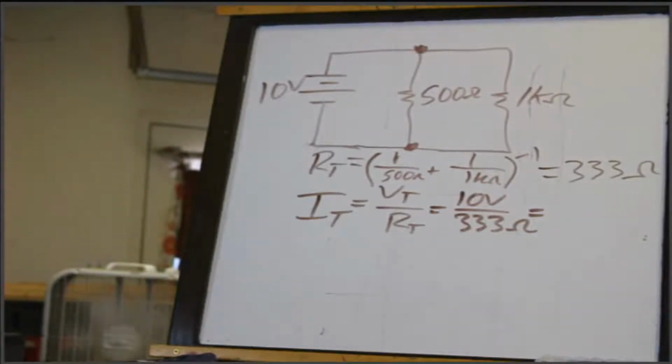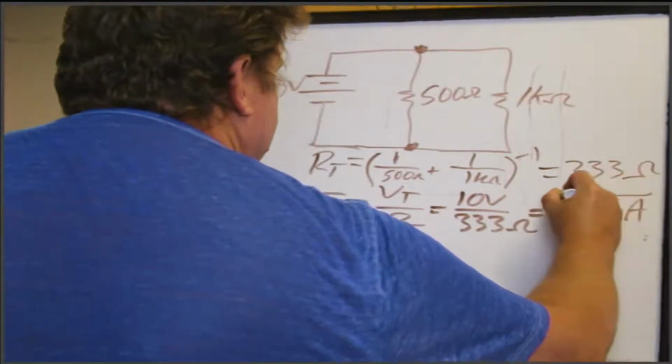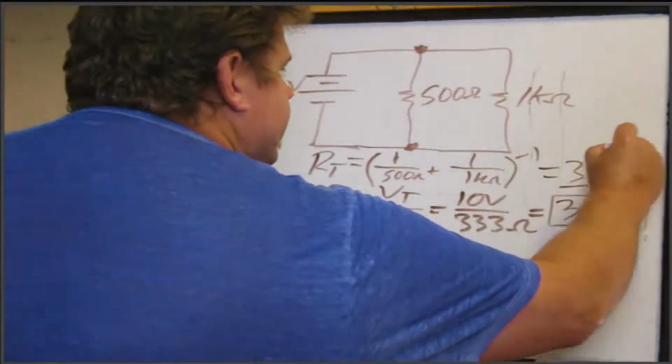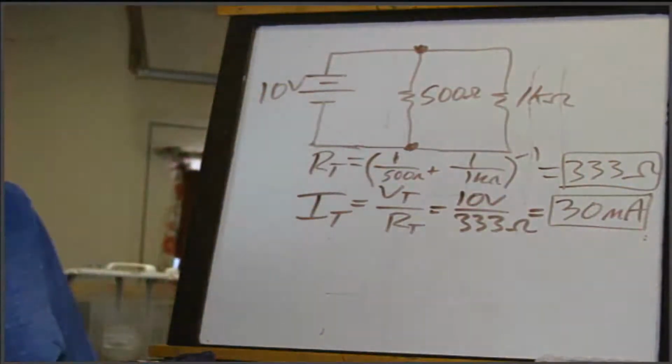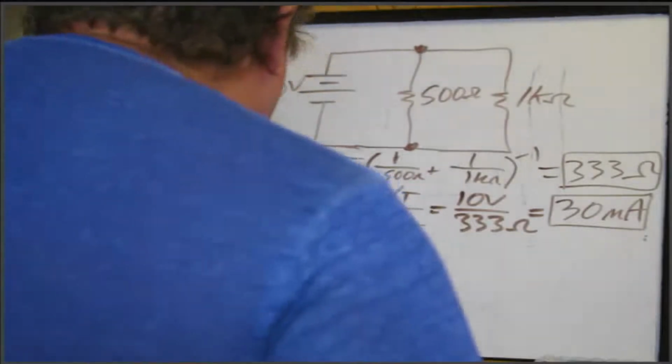Okay, so Nick got 30 milliamps, and Steve got 30 milliamps. Let me go ahead and punch it in my calculator here. So I've got 10 divided by 333 equals 30 milli is what I get. Okay. Now Steve says, yeah, 30 milliamps. Okay, so let's go ahead and figure out what each branch looks like.